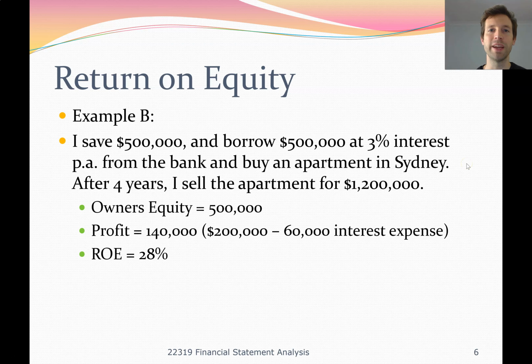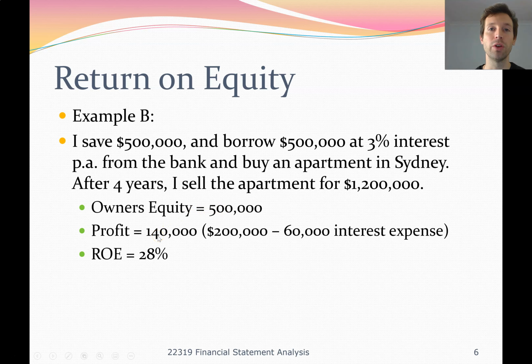Let's change up this example and make it a little bit more realistic. It's hard to save up $1 million to buy an apartment, so most people will go to the bank and borrow some money. So let's assume we buy the same apartment for $1 million, but this time we have saved up $500,000 and we've gone to the bank and borrowed the other $500,000. That is, we've got some debt and we've got some equity this time. So after 4 years, I still sell that apartment for $1.2 million. So if I was to calculate my return on equity this time, there's a few changes that would be made. First of all, my owner's equity this time was only $500,000. The bank also lent me $500,000 debt to buy that $1 million asset.